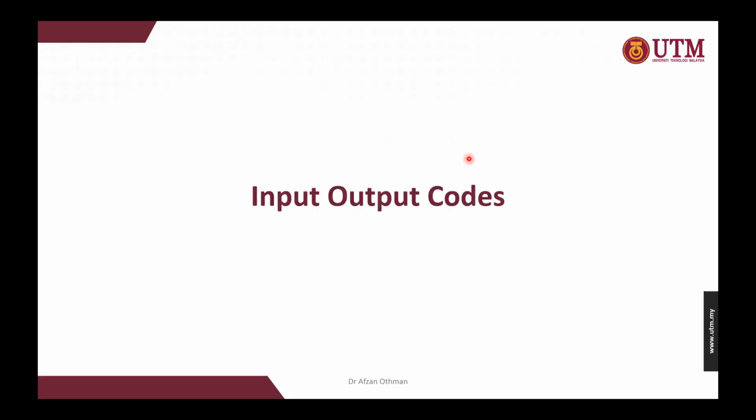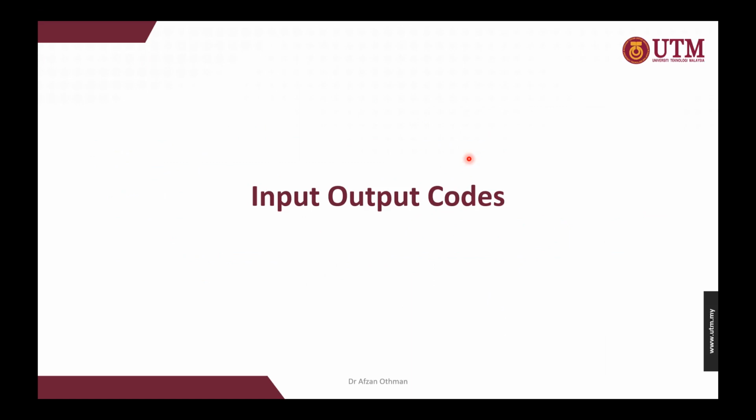Now we're going to look at the input-output codes. In a computer system, most computer systems use codes to represent numbers, characters, or simple symbols in a format that can be stored, processed, and transmitted. The most common coding systems are binary coded decimal (BCD), ASCII code, and Unicode.